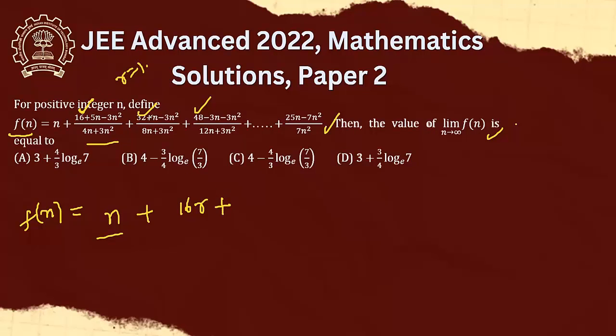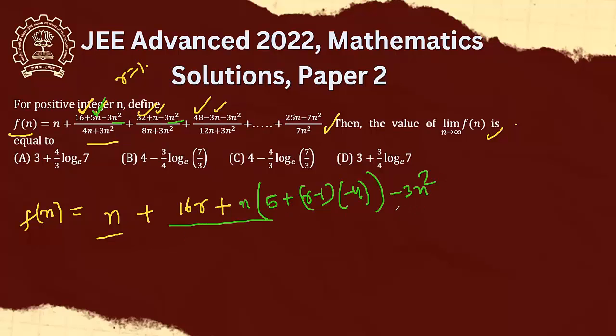Plus, now the second term here is 5n, then minus 3n. So that means there is a decrease of 4n every time, right? So 5, then 1, then minus 3, there is a decrease of 4 every time. So that is an AP, right? So the second thing here I'll write as n times, first term is 5 plus r minus 1 times the common difference, which is minus 4, right? So this is how I generalize the second term here. And this is minus 3n square everywhere.